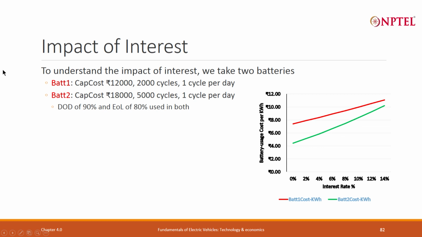For battery 2, which is a more expensive battery, but it has a large life, 5,000 cycles, look at this, this gets even worse. It is a very good battery, only costs about 5 rupees. This has not taken electricity cost, plus electricity cost. So, less than 5 rupees, 4 rupees 50 paise if there was no interest. Because of the interest, it can become almost 10 rupees.